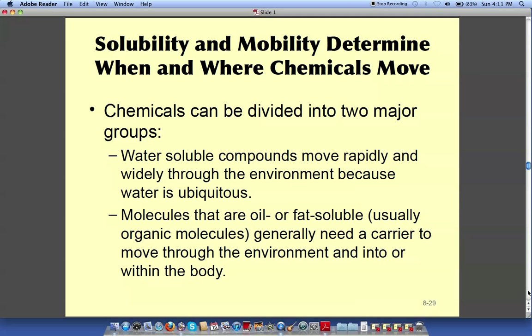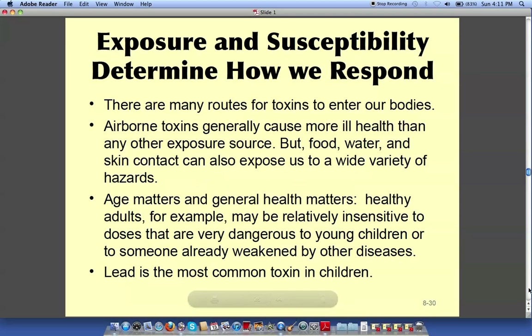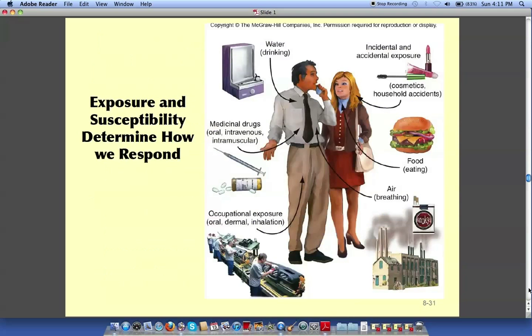Many of them don't decompose and just sit around for hundreds of years, especially these. The water soluble, simply they dissolve in water, and then other chemicals are fat soluble. So just how they mix. Just an overview of how we can be exposed to these types of unhealthy chemicals.